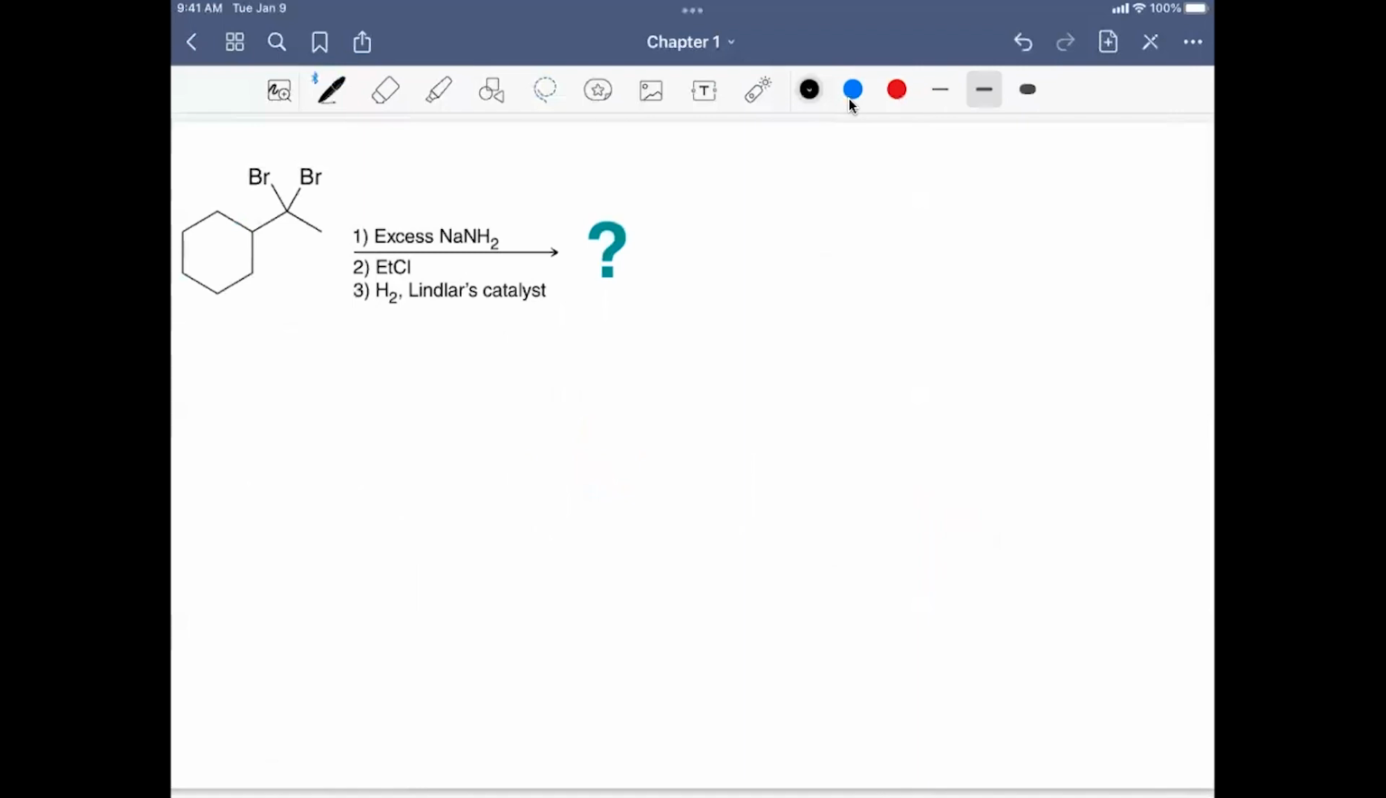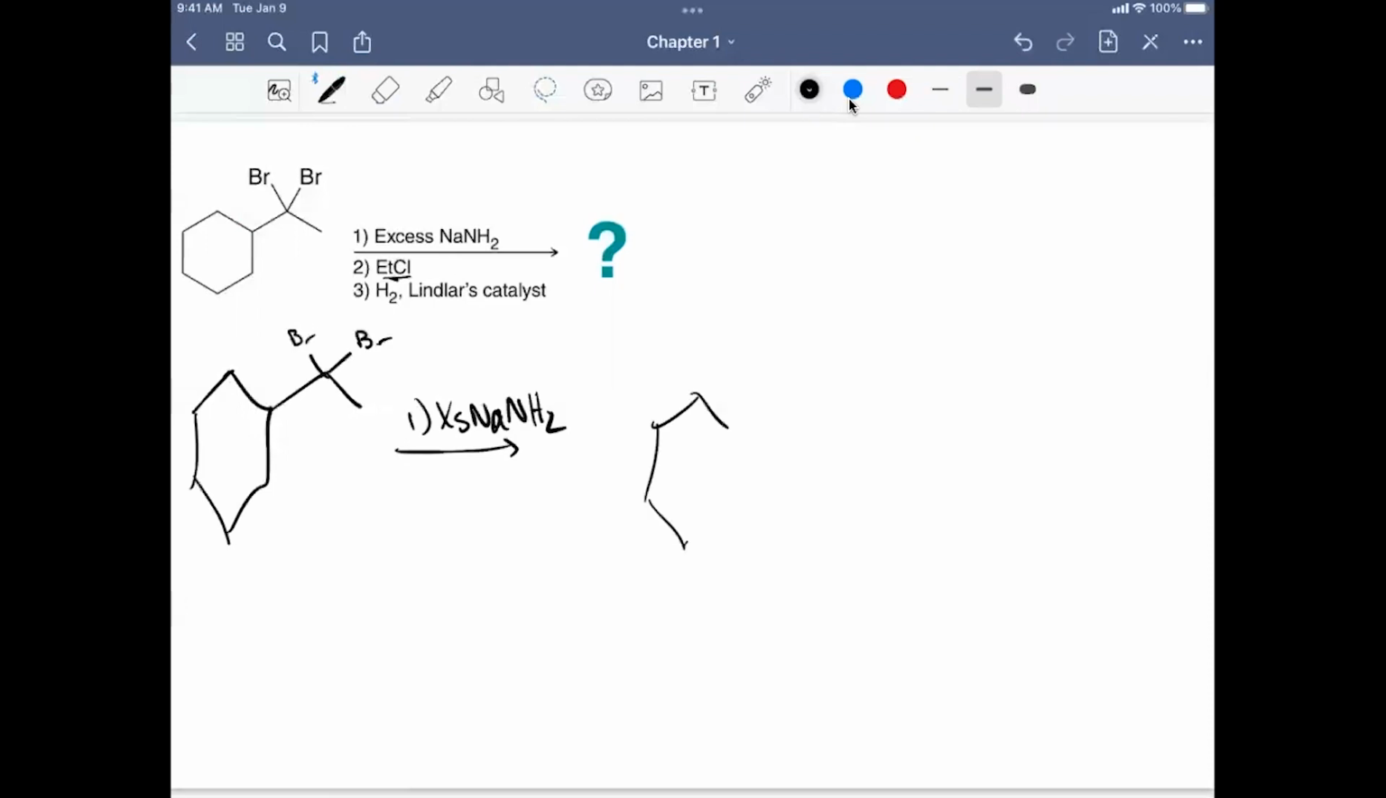All right, so let's rewrite this. We have 2 Brs up here. And our first step is excess NaNH2. That's kind of sloppy. Let me rewrite it. Excess NaNH2. And then we have ethyl chloride. So I'll just write excess NaNH2 to start. It really should have an H2O beside it, because that would make a little bit more sense. But let's just use that to start.